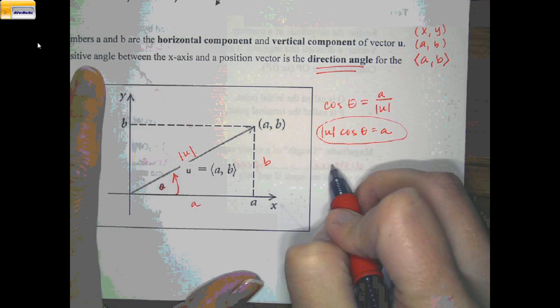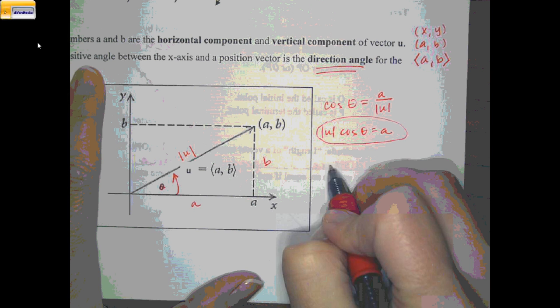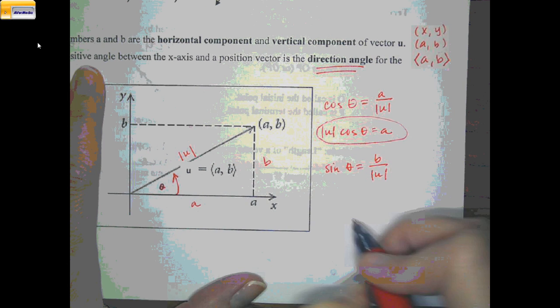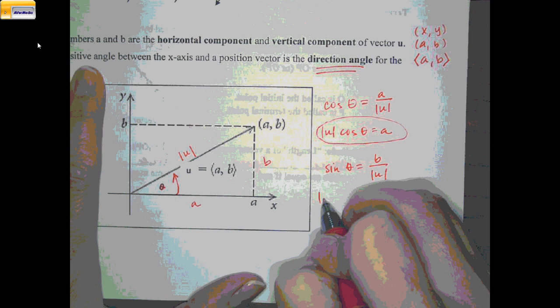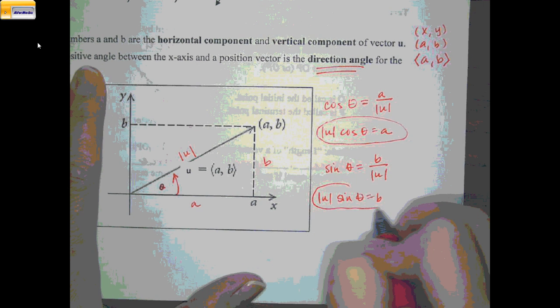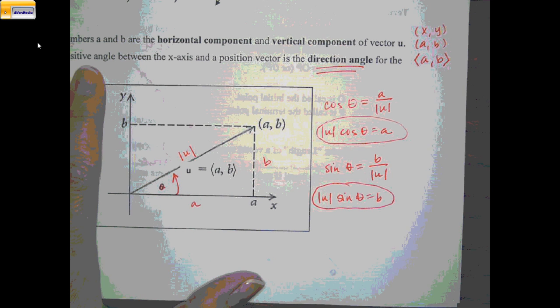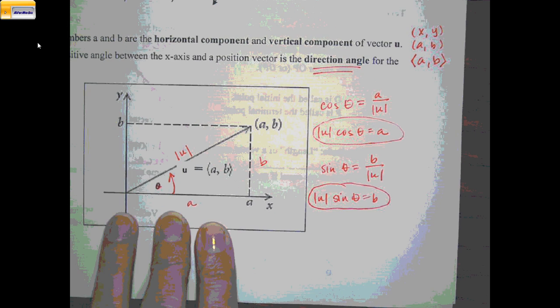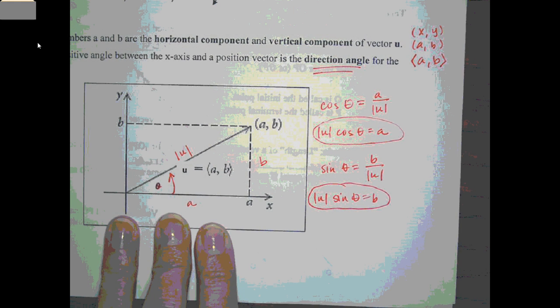Sine works the same way. Sine of theta is opposite over hypotenuse. To get b by itself, we multiply both sides by the magnitude of u. And ta-da, it's the next formula. So if you want to memorize them, it will make your homework just slightly faster, but you already know them. Questions? Everybody okay? All right, flip, flip.